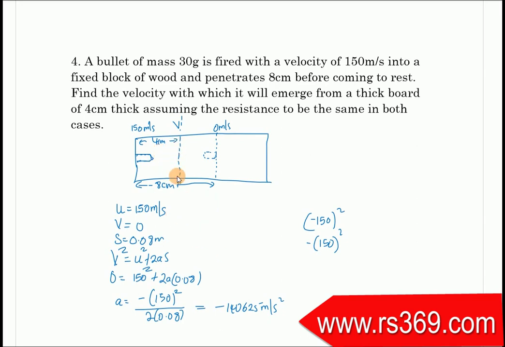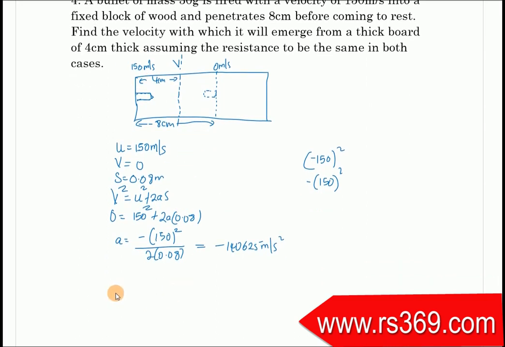So we shall have that the acceleration is still this one, but the final velocity is now the one which we want there, and the initial velocity is still 150. So if the block of wood, the thick board, has 4 centimeters, we shall have that S is equal to 0.04. However, the resistance offered is the same, so we shall have the same deceleration, the same A, which is negative 140,625 meters per second squared.